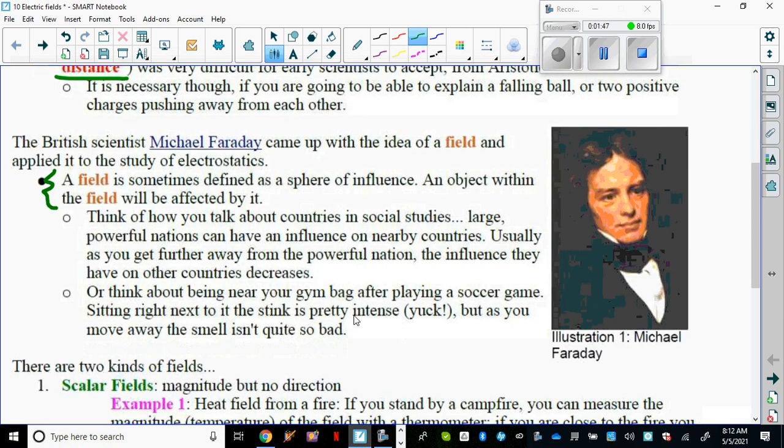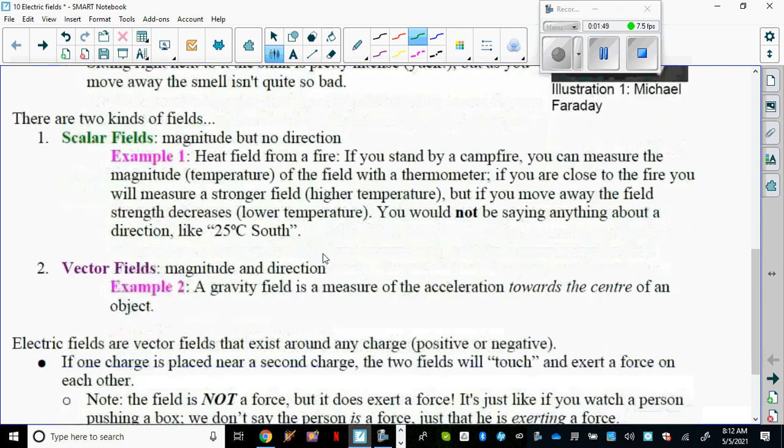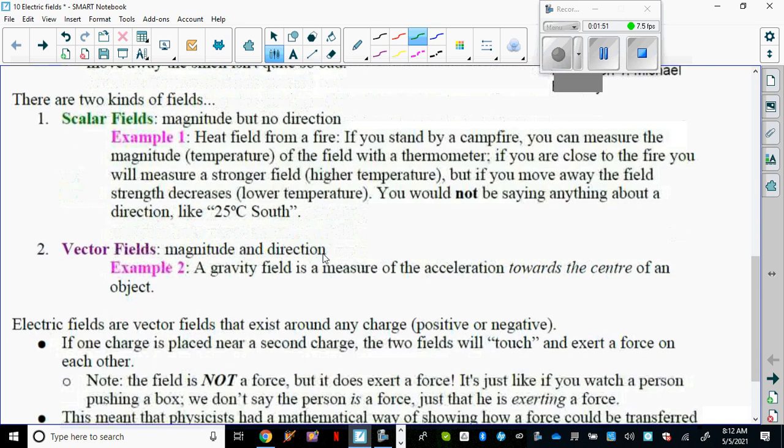There's some more detail you can read there. Then we're going to talk about two kinds of fields. We have scalar fields that have magnitude but no direction. A great example is the heat field from a fire. You can stand by a campfire and measure the magnitude of the field with a thermometer. If you are close to the fire, you will measure a strong field. But if you move away from the fire, the strength decreases, but you would not be saying anything about the direction, like 25 degrees Celsius south.